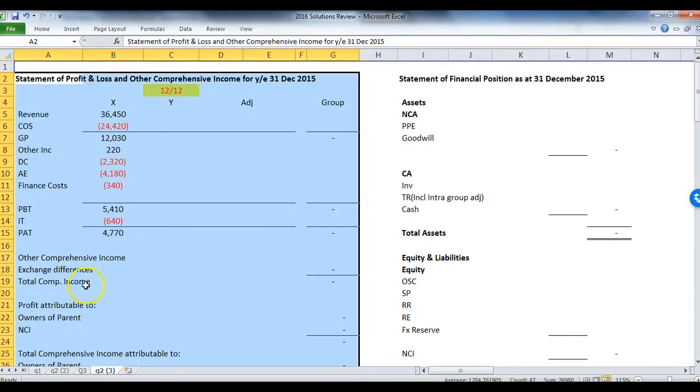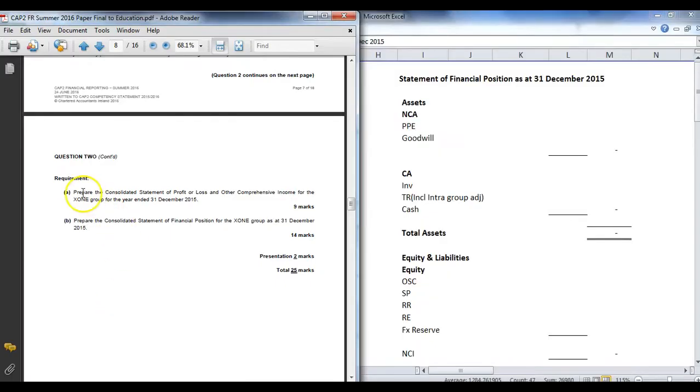But my advice would be, depending on what's required, in this case you have a SPLOCI and a SOFP, I'd leave 1 blank page at the start for your SPLOCI and maybe 2 blank pages for your SOFP. So you have the pages there in the front and you can fill them in as you go along, or at the finish when you're tidying up the end of the question.